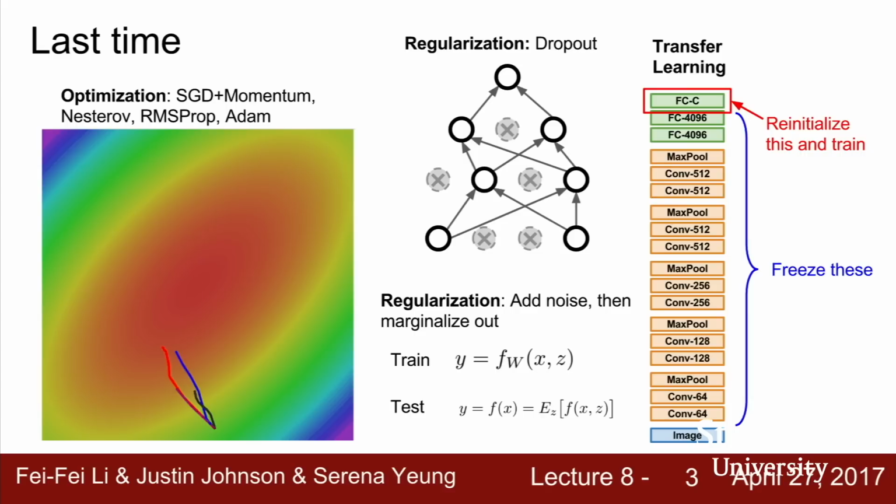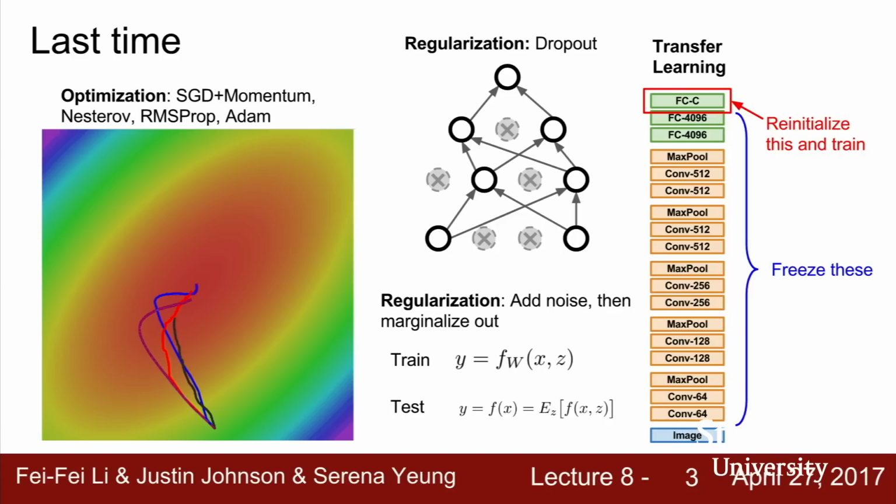We also talked about regularization, especially dropout. Remember, with dropout, you're randomly setting parts of the network to 0 during the forward pass, and then you marginalize out over that noise at test time. And we saw that this was a general pattern across many different types of regularization in deep learning, where you might add some kind of noise during training, but then marginalize out that noise at test time, so it's not stochastic at test time.